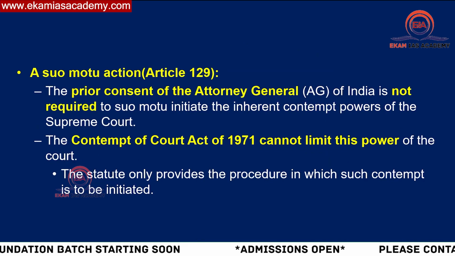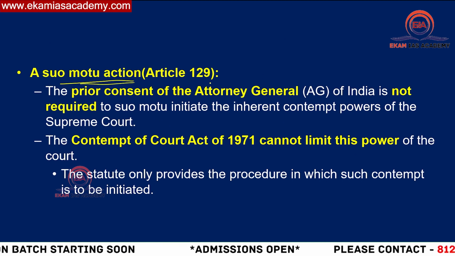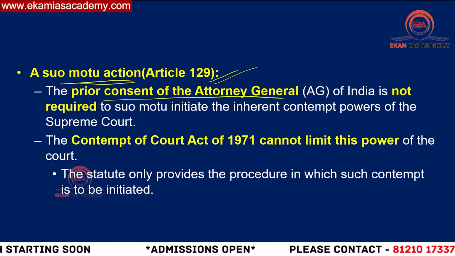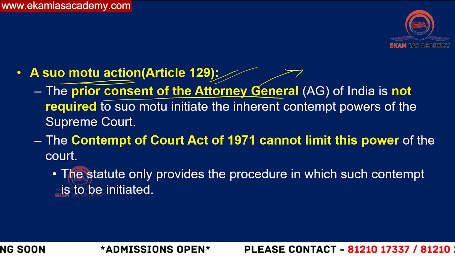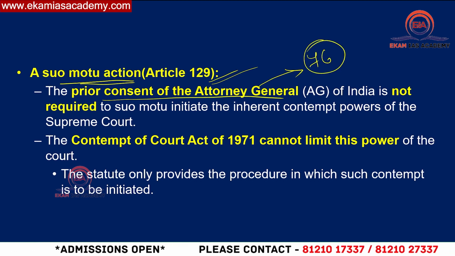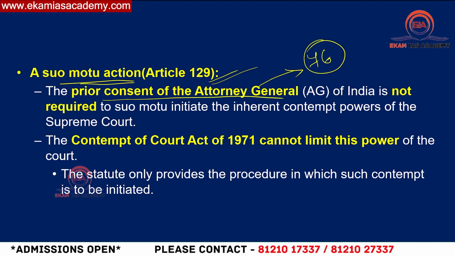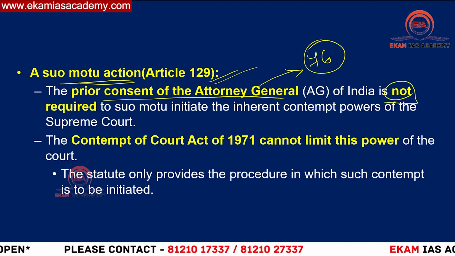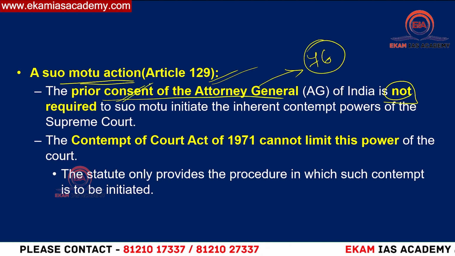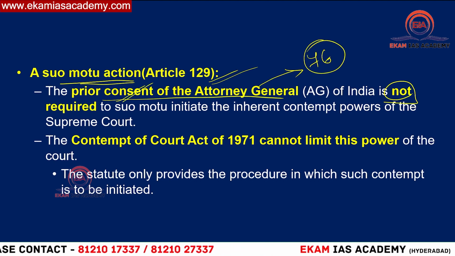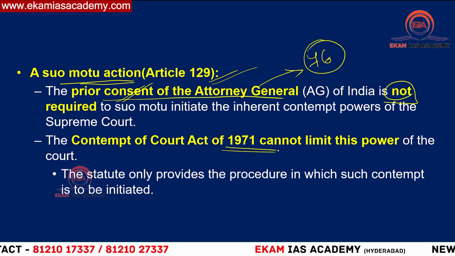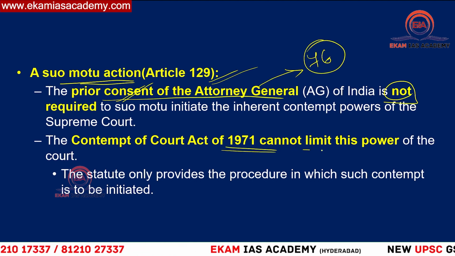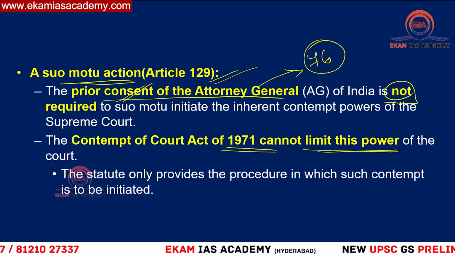Then we'll understand what is a suo motu action. That means without any permission, even from the Attorney General. The Attorney General, the highest law officer of the country under Article 76, is a public pleader, you can say. So he represents the government of India in many cases, right? Prior consent of the AG is not required to initiate contempt proceedings. So the Contempt of Courts Act 1971 says this cannot be limited by a permission requirement.